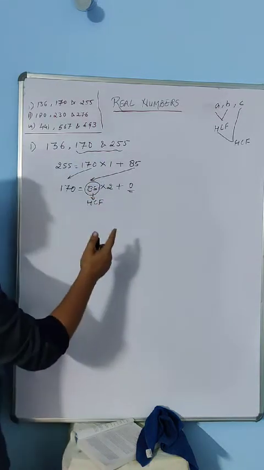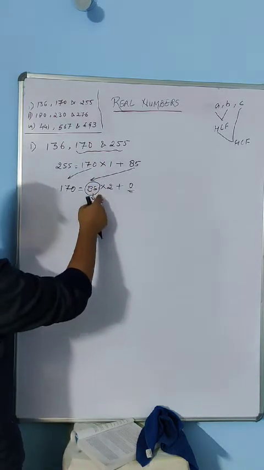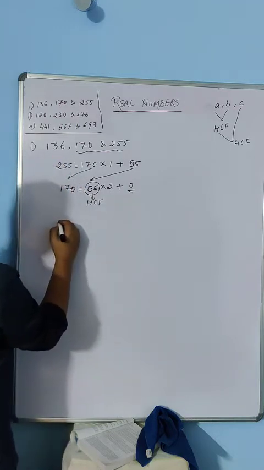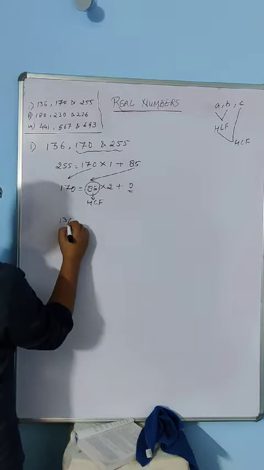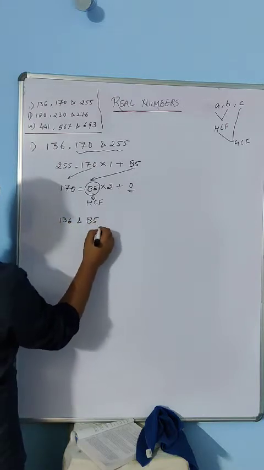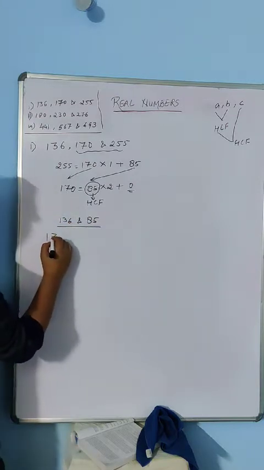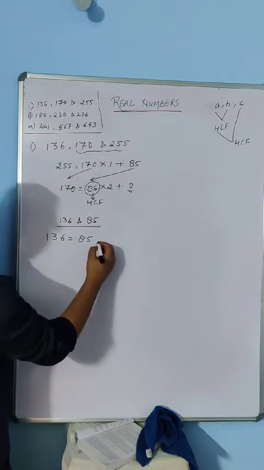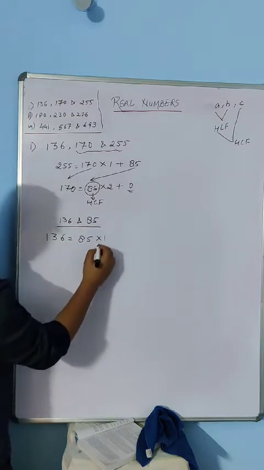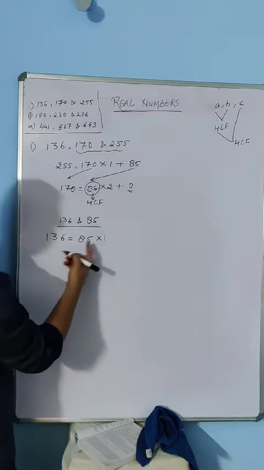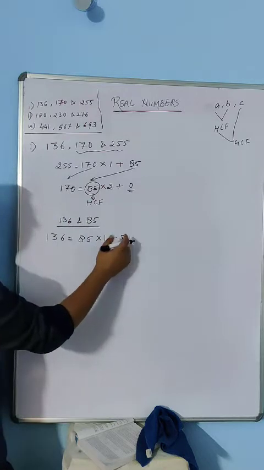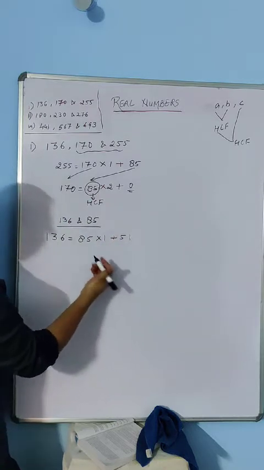Now you have to find the HCF of this 85 and the number which was left, that is 136. So now finding the HCF of 136 and 85. Again the bigger number is to be chosen as the dividend. Now divided, it goes one time. So 36 and 15, that is 51.